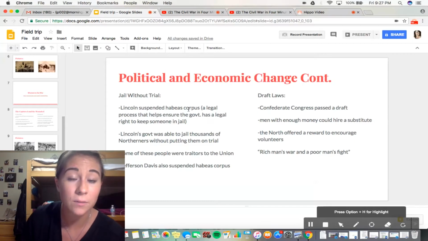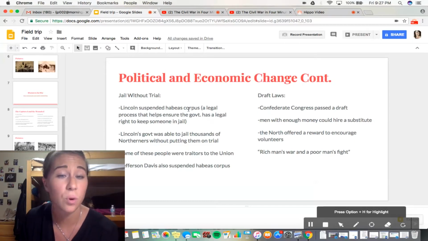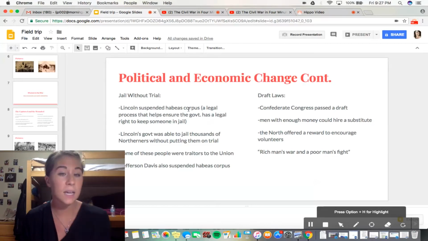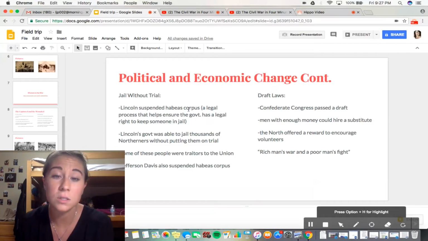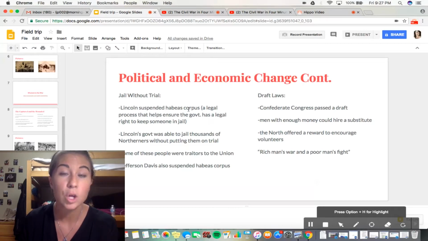So Lincoln's government was able to jail thousands of Northerners without putting them on trial. And Jefferson Davis, the president of the South, also suspended habeas corpus, so many men were just put in jail without any trial.